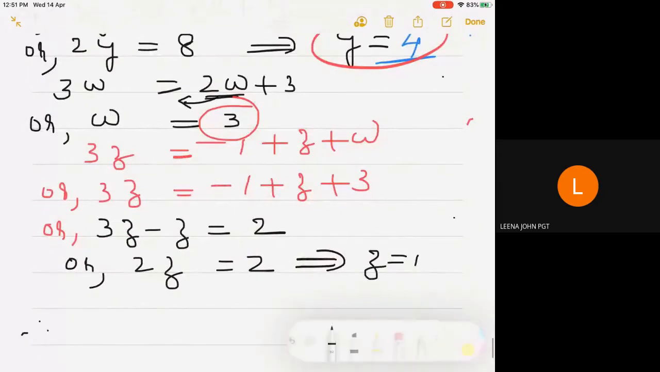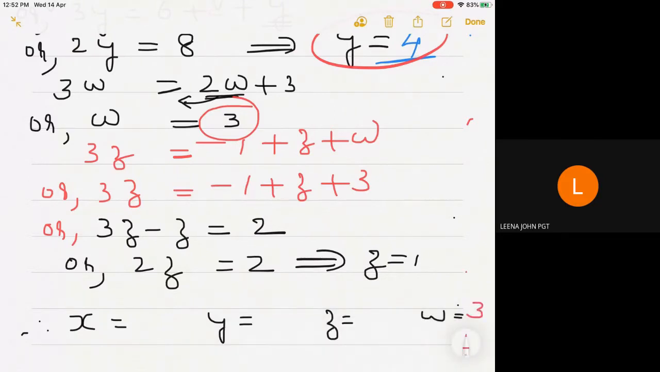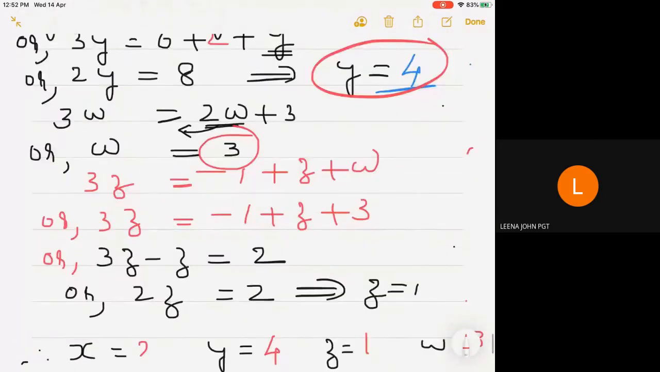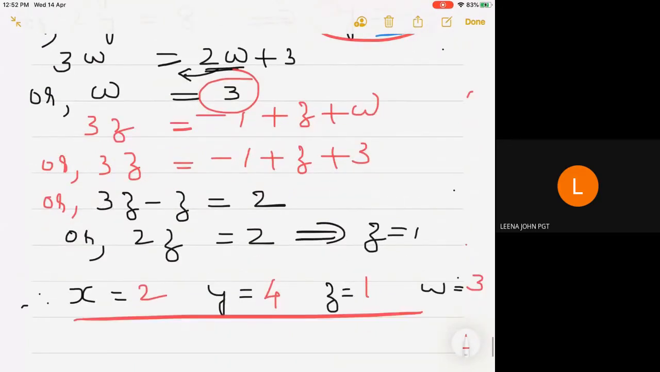Therefore, finally we can write the answer, x equal to, y equal to, z equal to, and w equal to. W value is 3, z value is 1, y value is 4, and x value is 2. So this is the final answer.